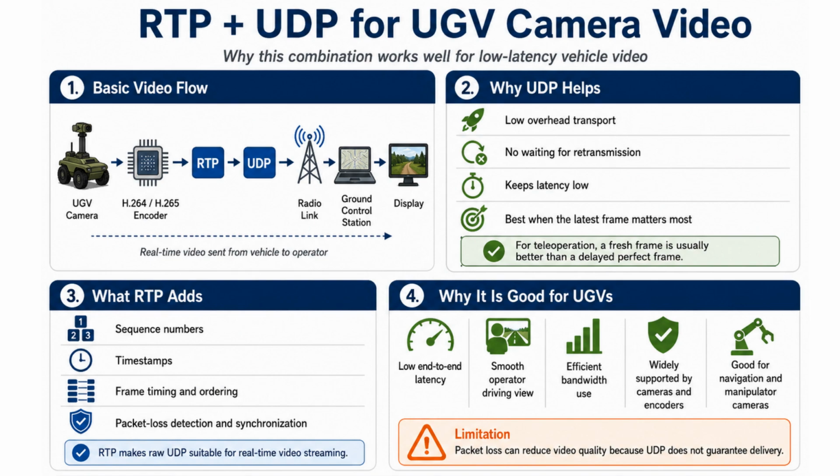The main advantage is low latency. UDP does not wait for retransmission, so the operator continues receiving the latest video instead of waiting for a perfect older frame. This makes RTP over UDP suitable for teleoperation, navigation, and manipulator cameras. However, packet loss can reduce video quality. Therefore, it works best when low latency is the top priority and the radio link is reasonably stable.